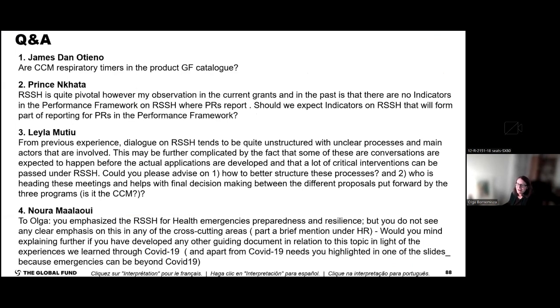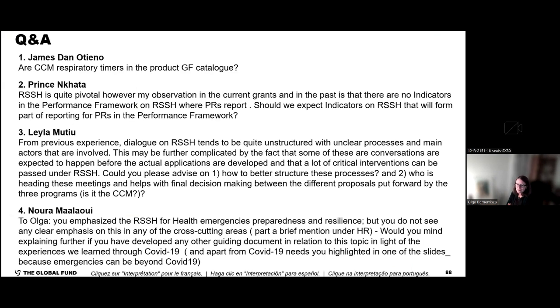And we have a lot of questions. Okay, let me start at the top. So are iCCM respiratory timers in the Global Fund catalog? This is not CCM, it's iCCM, respiratory timers. Yes, I believe they are, but I will ask malaria colleagues to confirm that, but I am pretty sure that they are included.